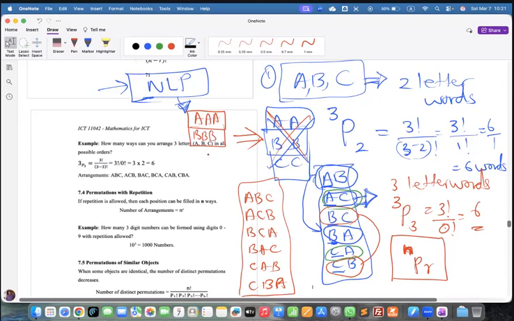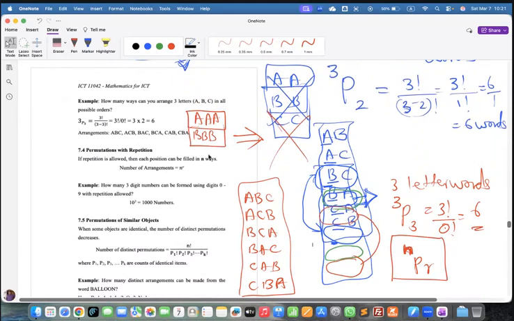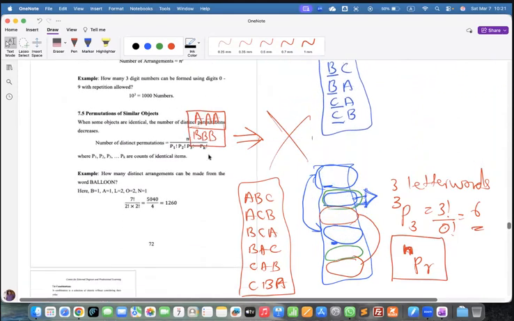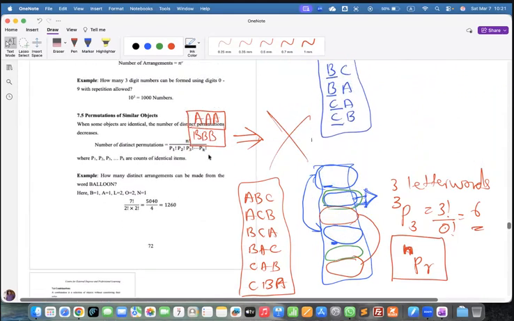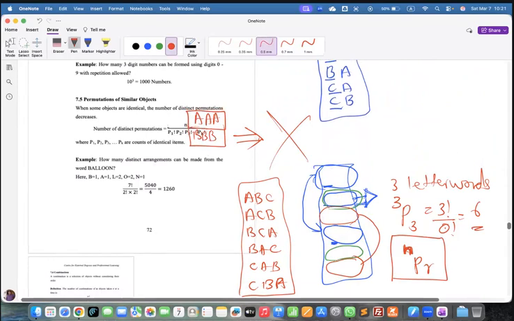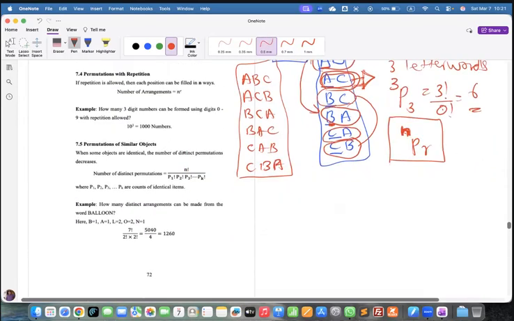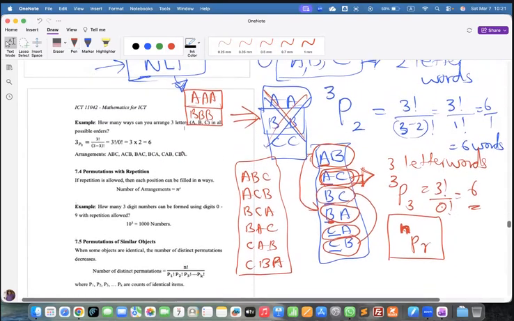Right, now I will explain with repetition how we can find out the answer.